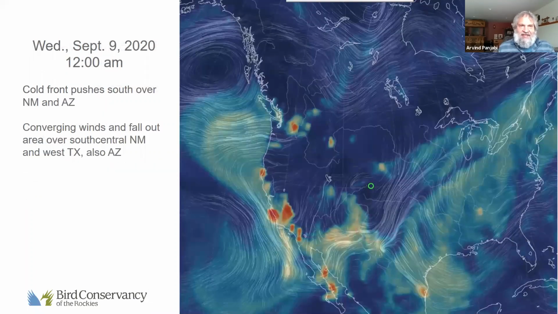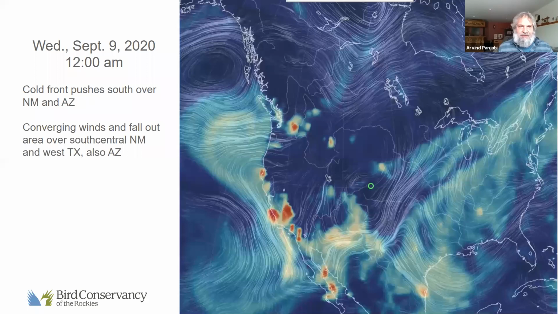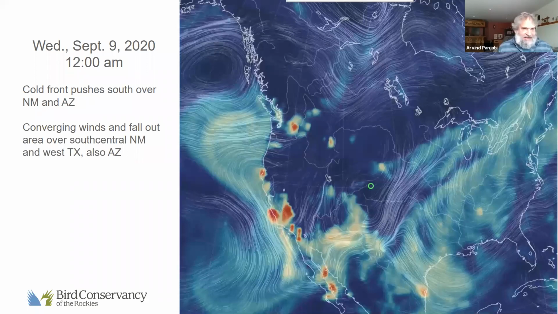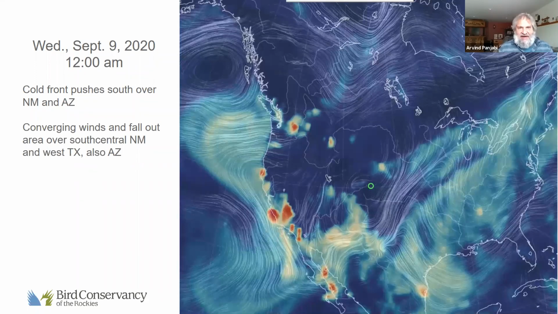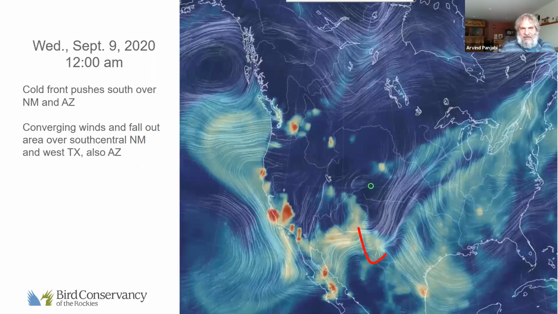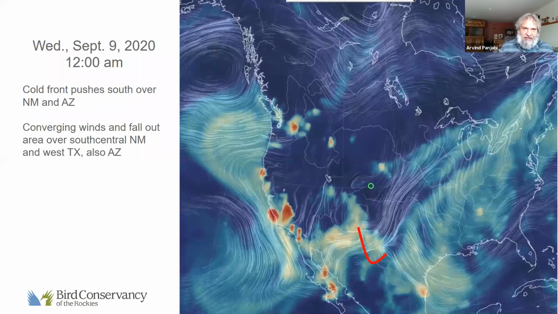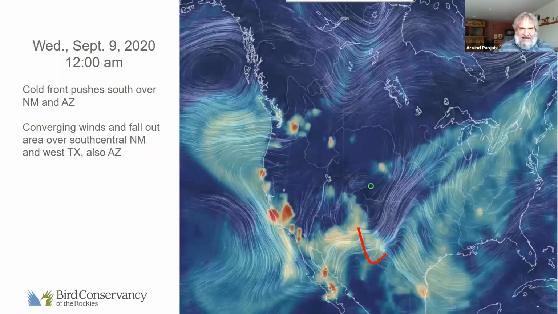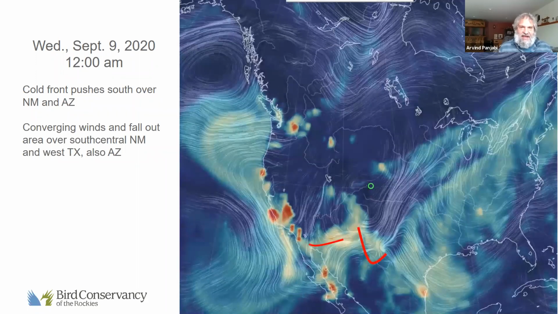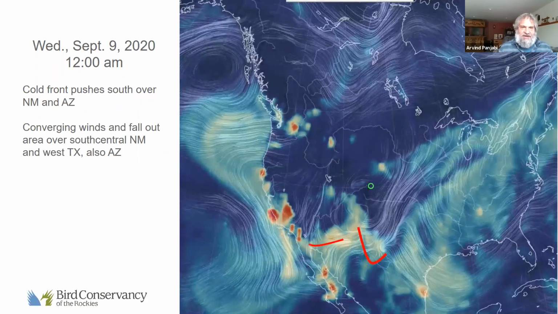Now at midnight on the 8th, the cold front has pushed south over much of the region, and these converging winds and fallout area remain over south central New Mexico and also western Texas, and again a smaller area of convergence in southern and southwestern Arizona.